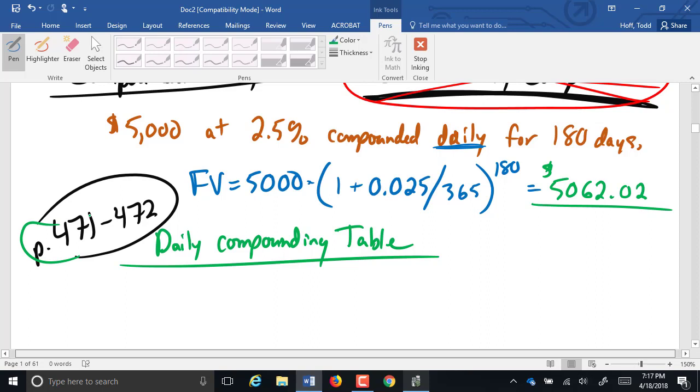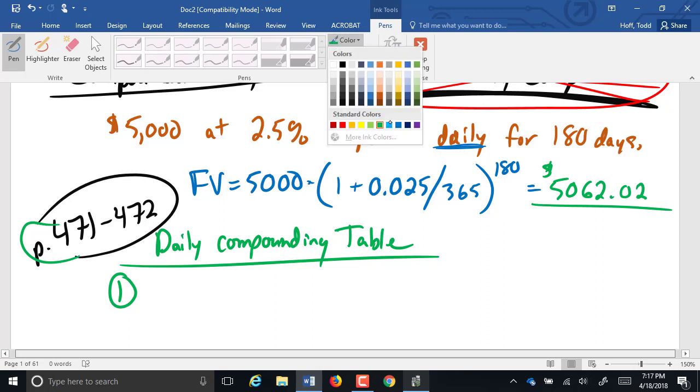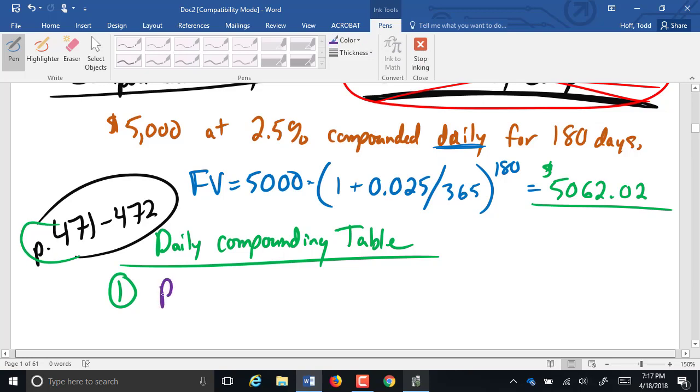So in the daily compounding table, step 1. Now you'll notice what this is. The other table said compound interest on $1. This says compound interest on $100. So that means we take our principal, our present value, divided by 100. So for here, this is $5,000. Divided by 100 is 50. That's what we're going to use with the factor in this table.